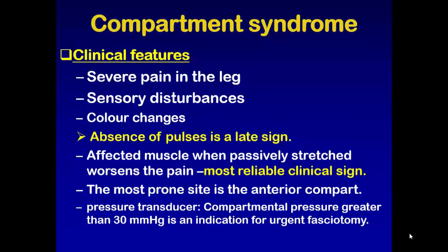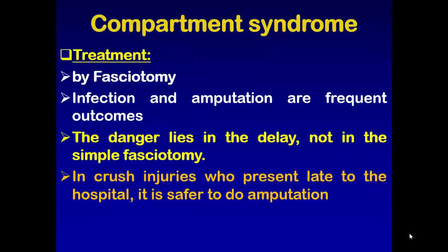Also, the most prone site for compartment syndrome is the anterior compartment. We have to measure the pressure in that compartment by using a pressure transducer. When the compartmental pressure is greater than 30 millimeters of mercury, it is an indication for urgent fasciotomy. What is the treatment of compartment syndrome? It is by doing fasciotomy.